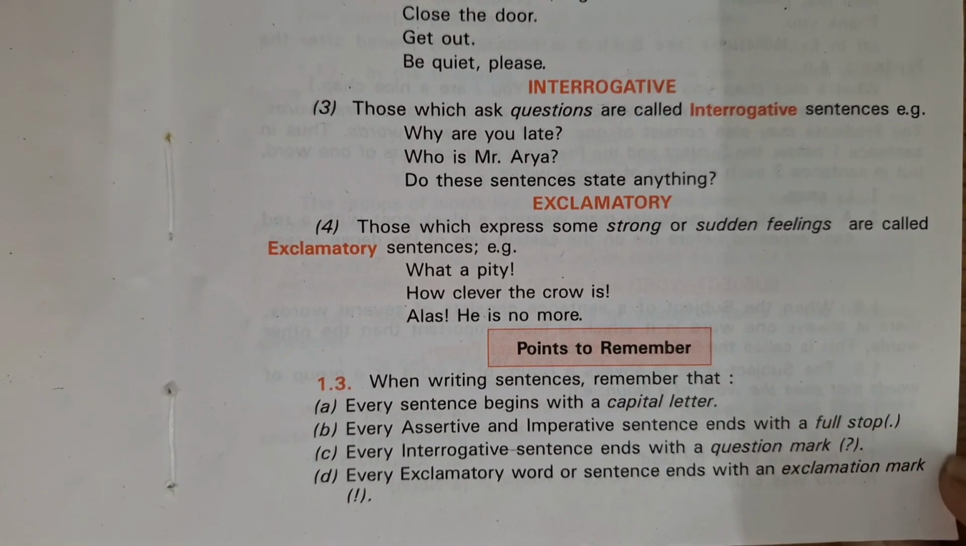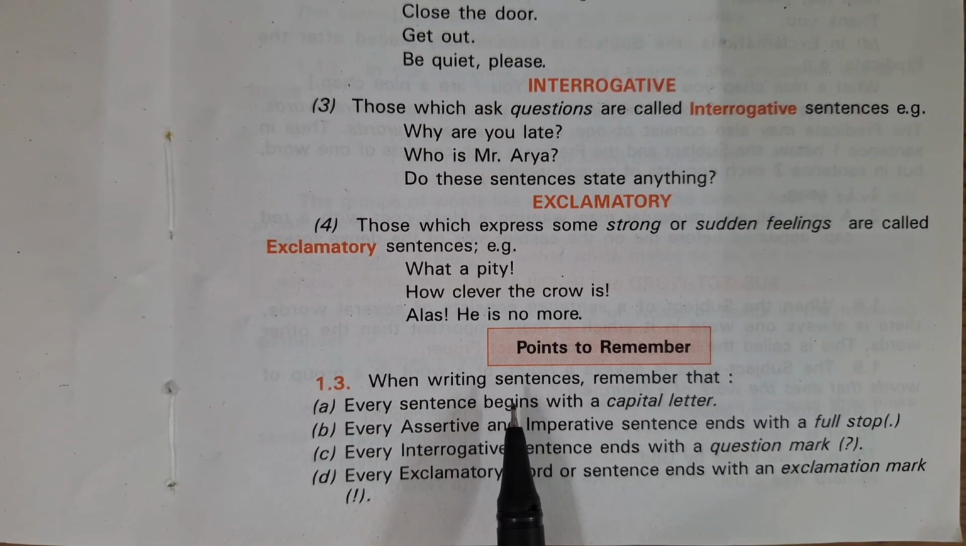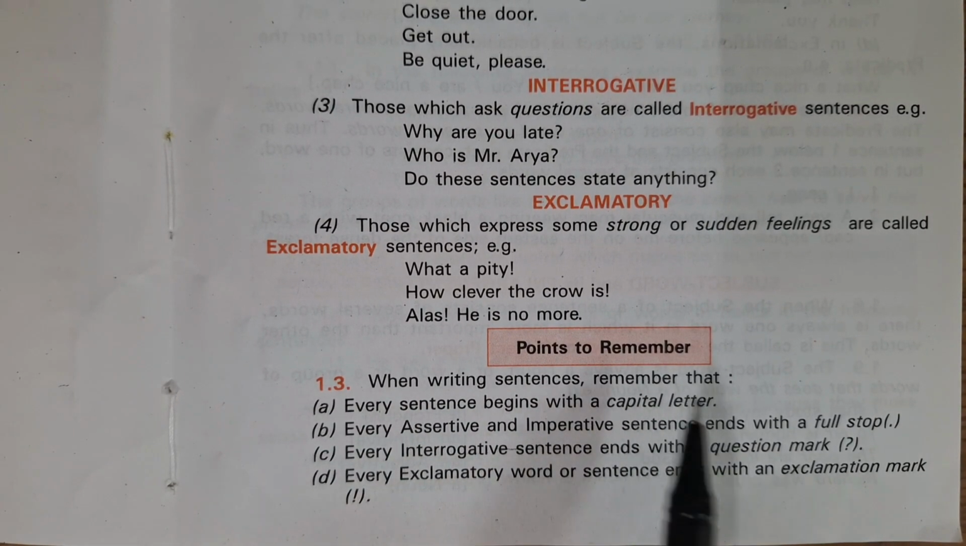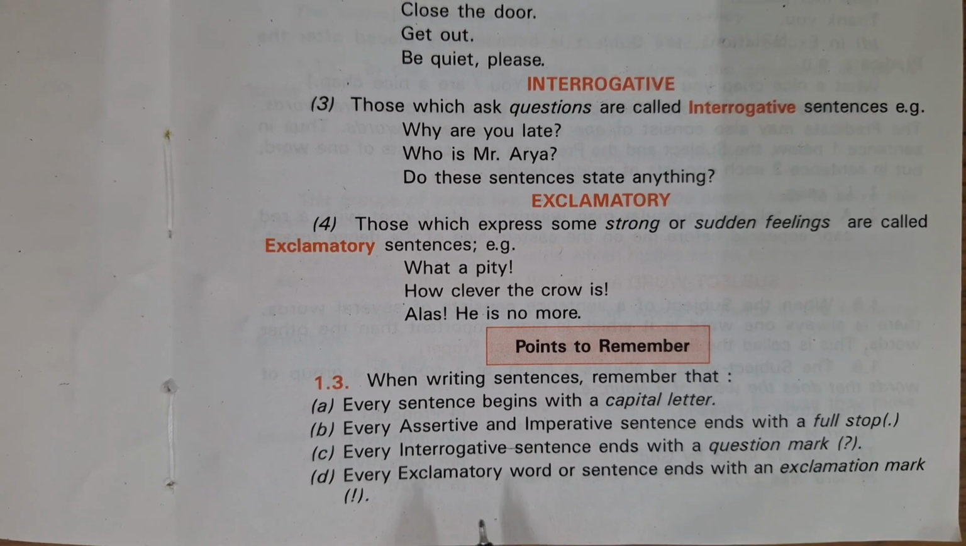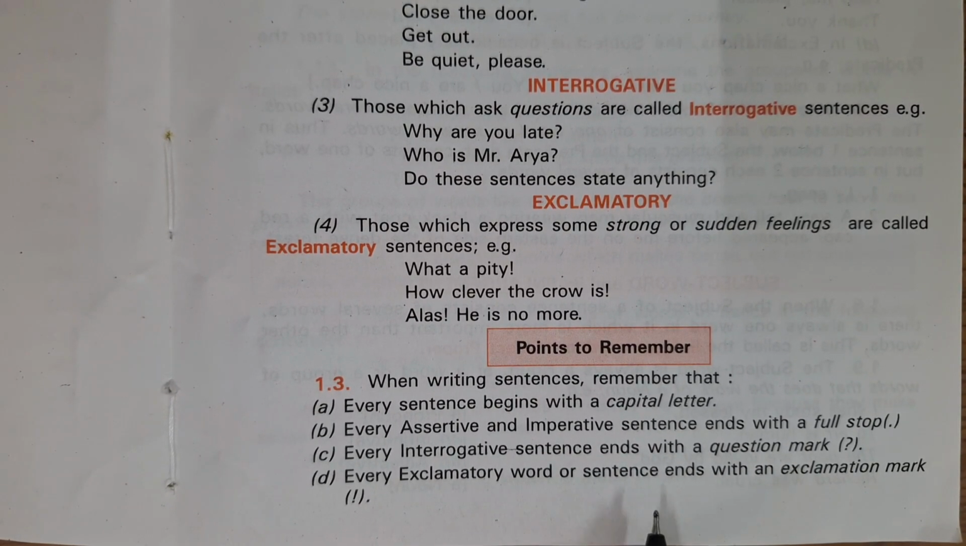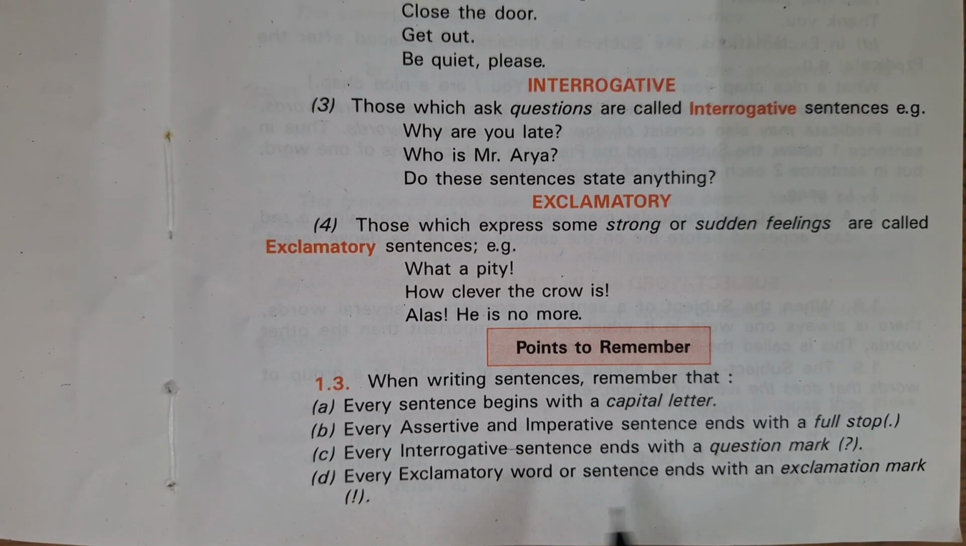Now, there are certain things to remember when we mention sentences. When we write sentences, remember that every sentence will begin with a capital letter. Every assertive and imperative sentence ends with a full stop. And what are the other 2 kinds of sentences? They are your interrogative sentence. Interrogative means to ask questions, so they will end with question mark. And what is our last one? Every exclamation word or sentence ends with an exclamation mark, which is this. Now, exclamatory word or sentence. Okay, so the exclamation mark can come after either an exclamation word or an exclamatory sentence.